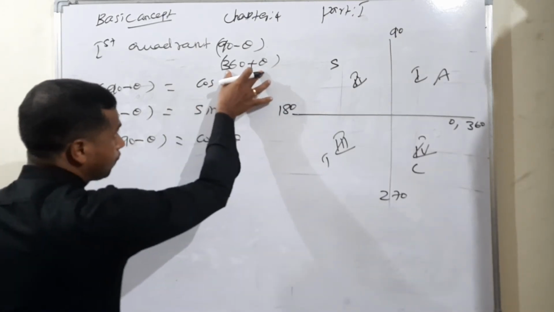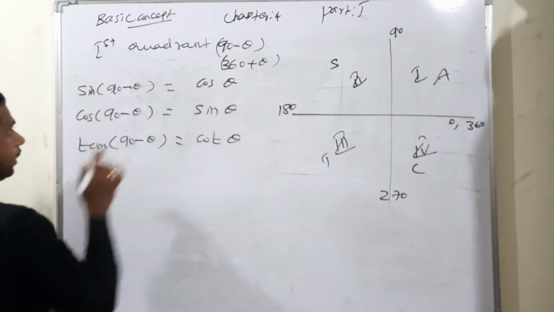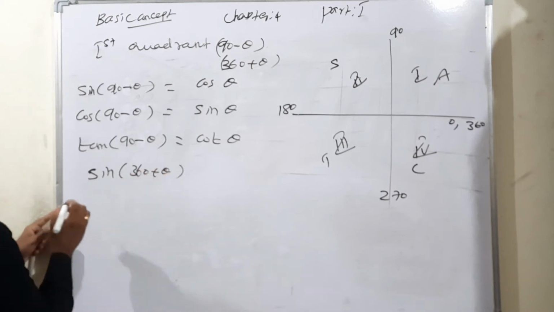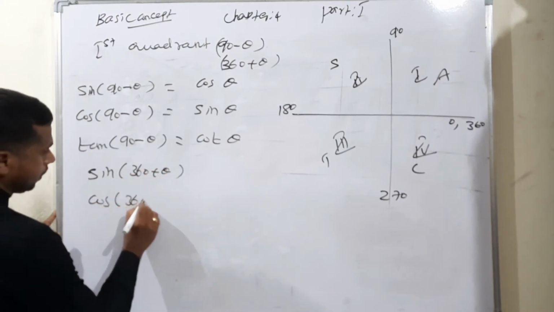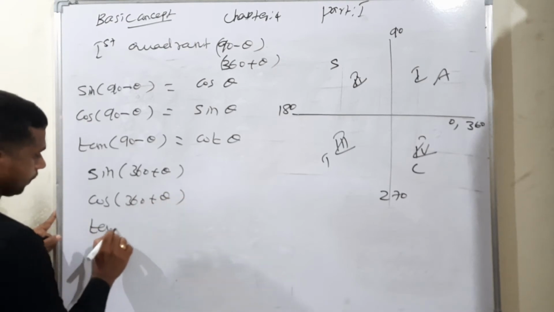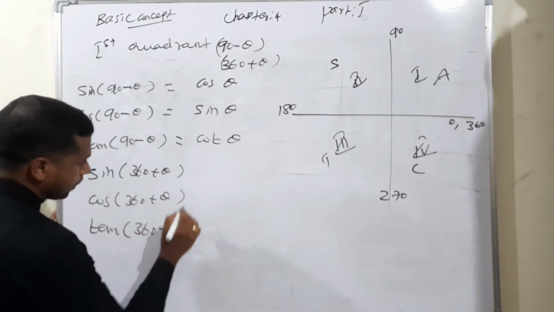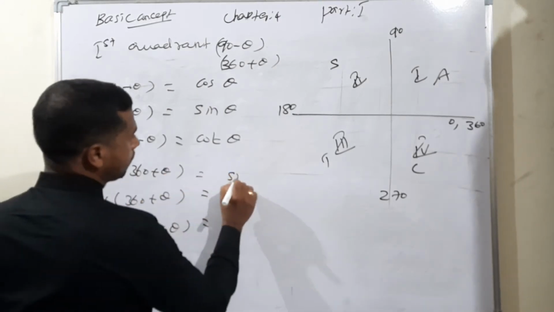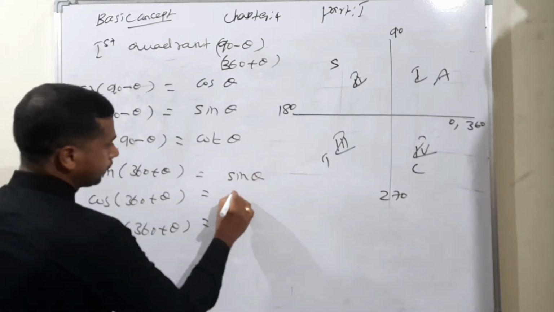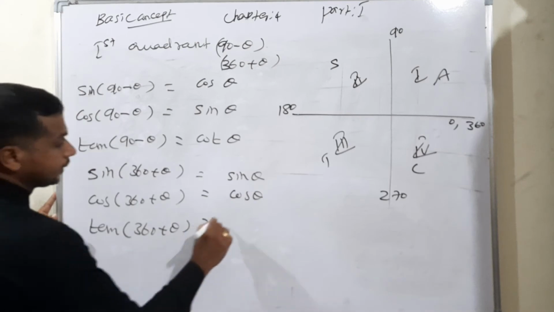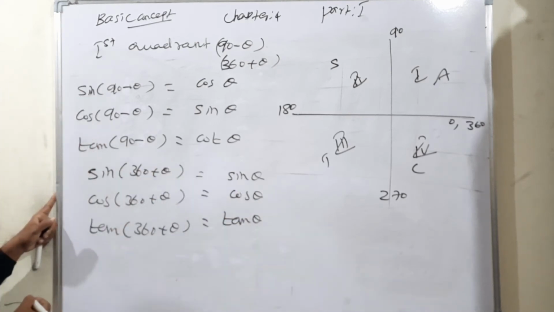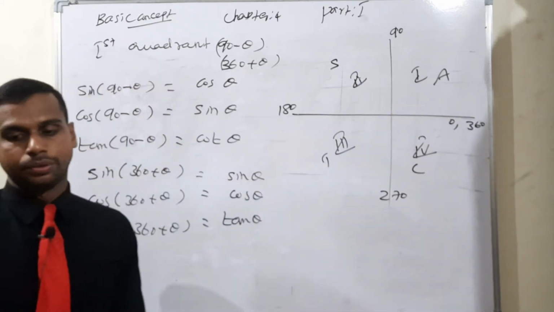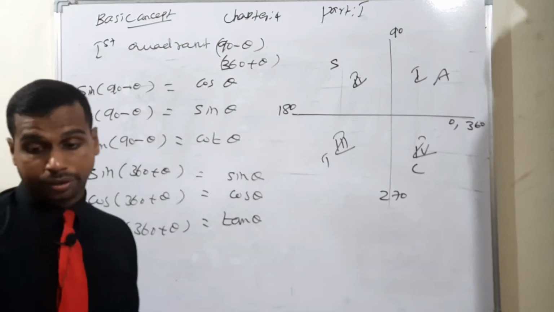As well as the second type. Instead of 90, we can write 360: sin 360 plus theta, then cos 360 plus theta, then tan 360 plus theta. This is horizontal, and horizontal means the name will be the same. Sin only repeats: sin theta. Cos 360 means cos theta. Tan 360 means tan theta. But I told you each of these lies in the first quadrant, so all values will be positive. Okay, these are different. I will continue with the second quadrant.